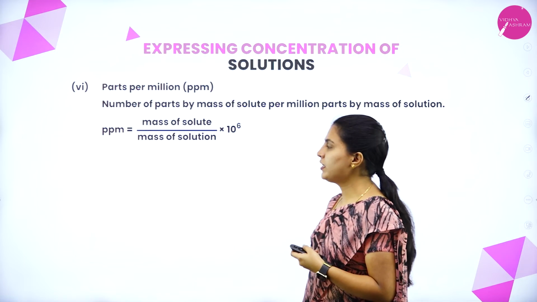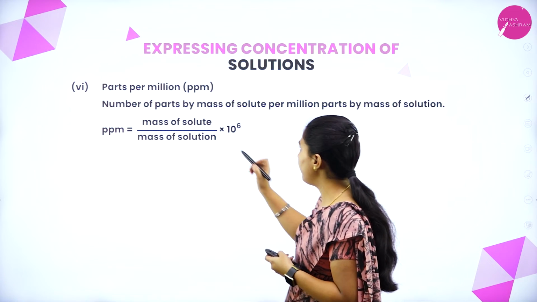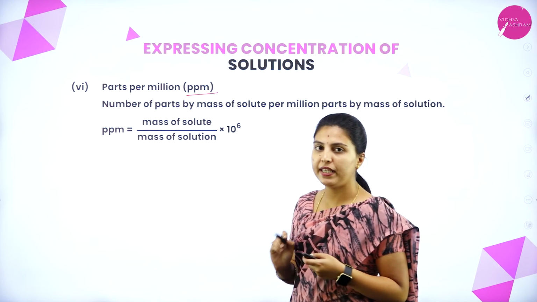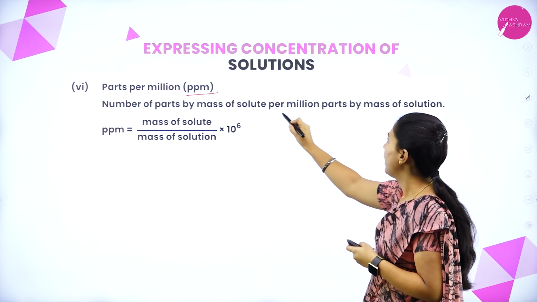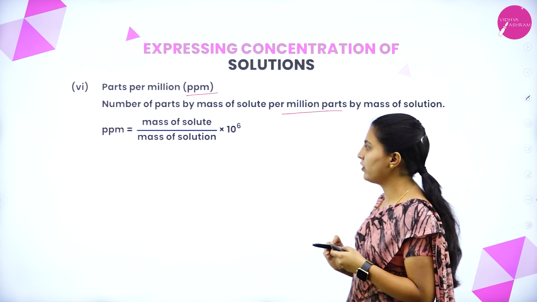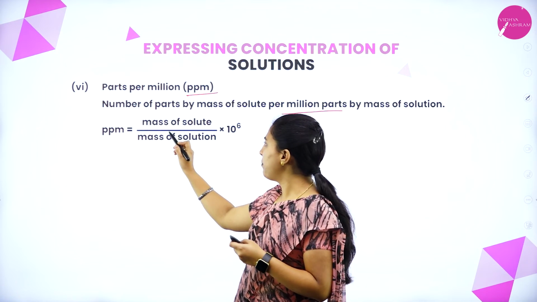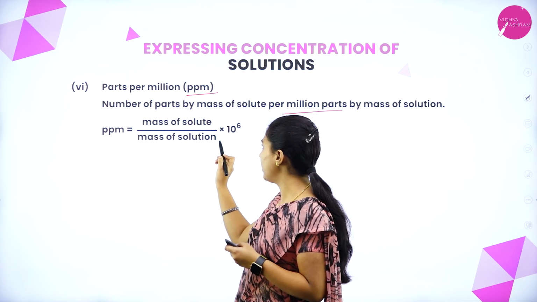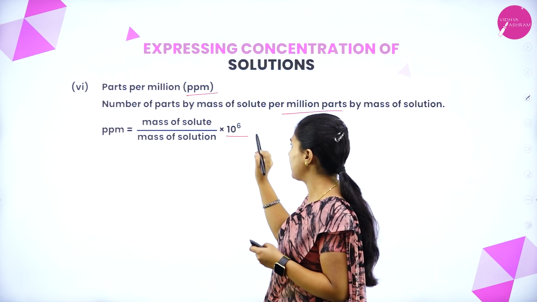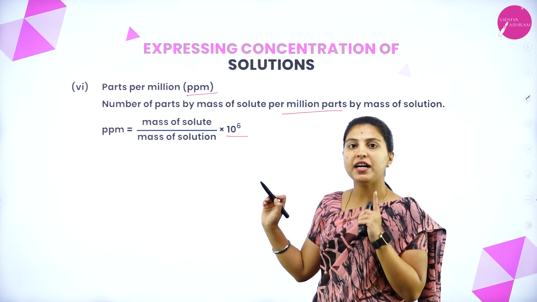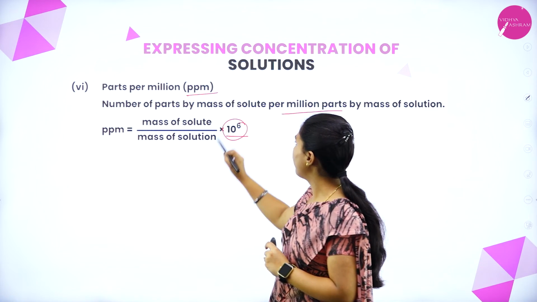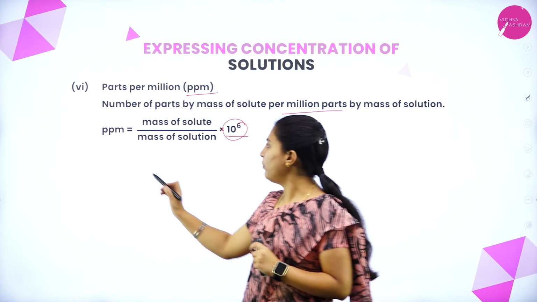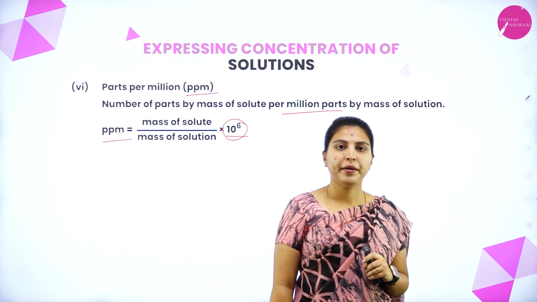Next is parts per million, which will be written as ppm. It is the number of parts by mass of solute per million parts by mass of a solution. See here, ppm is mass of solute by mass of solution into 10 to the power of 6. This one you have seen in mass percentage, but there you put 100. Here you have to put 10 to the power of 6. That time you can find the parts per million.